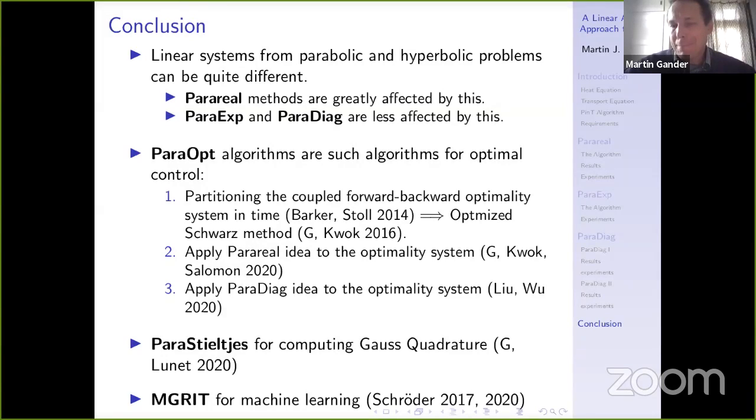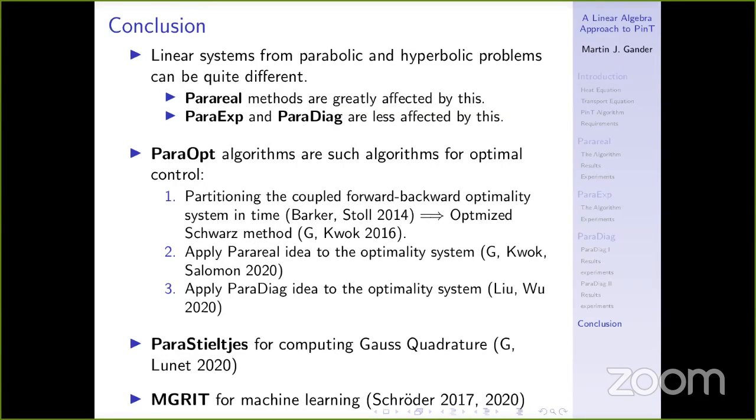Okay, and another question by Cecilia Pagliantini. For the parallel in time algorithms, are they structure preserving in any sense? So are they providing any geometric temporal integrator?